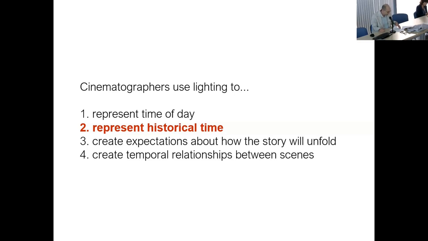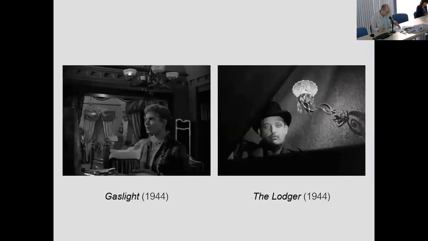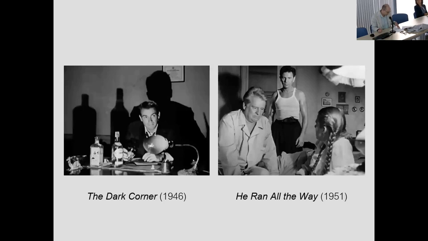There are other examples involving time in a more historical sense. A movie might represent a scene as happening in the 20th century or the 19th century or earlier. For a movie set in the 1800s, a cinematographer working with the production designer will imitate candlelight or a gas lamp. For a movie set around 1950, a cinematographer might use lighting to represent the modern world, with incandescent bulbs in table lamps or fluorescent bulbs in ceiling fixtures.